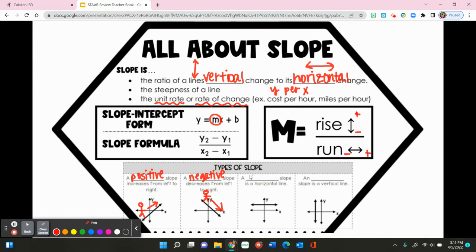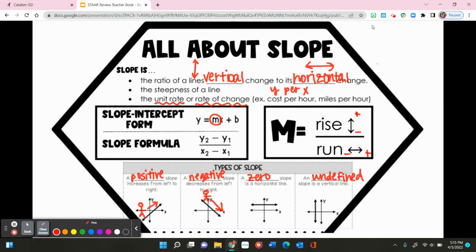Now, a zero slope is a horizontal line. So here we see that this line goes from left to right. This is horizontal. And then an undefined slope is a vertical line. So here that goes up and down.